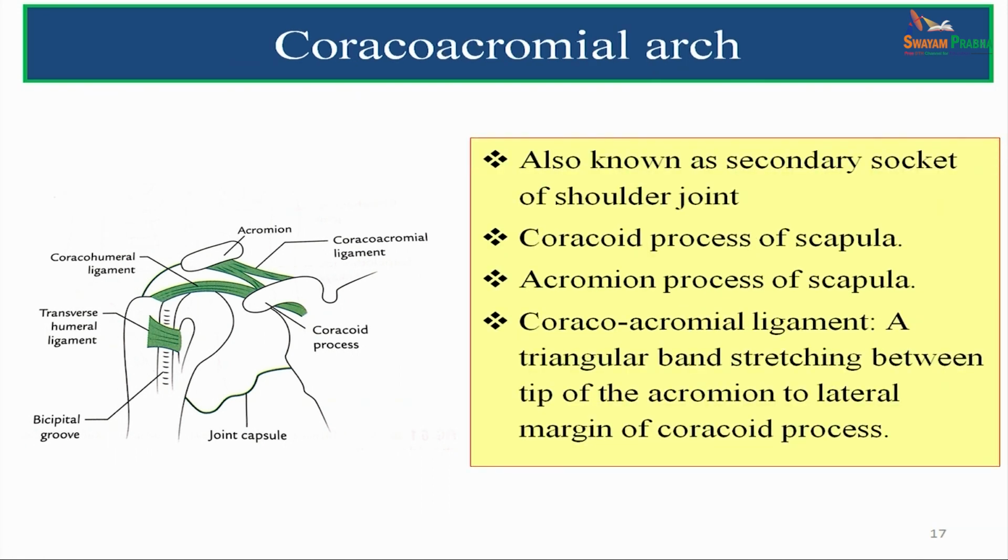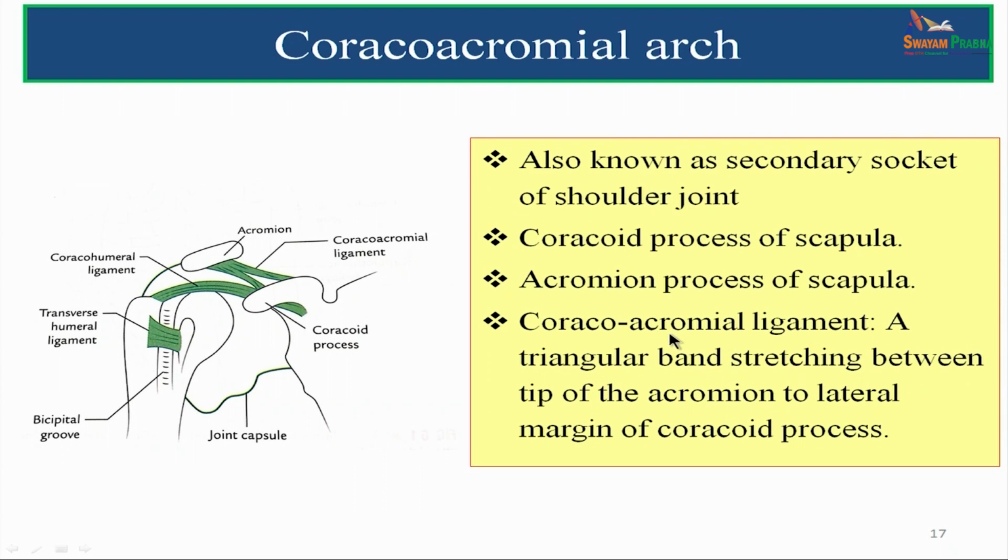Coracoacromial arch, which we mentioned earlier as a secondary socket of shoulder joint. It is made up of 3 components, 2 bony components and 1 ligamentous component. The 2 bony components are the coracoid process of scapula, the acromion process of scapula and the intervening or interconnecting ligamentous component known as coracoacromial ligament.